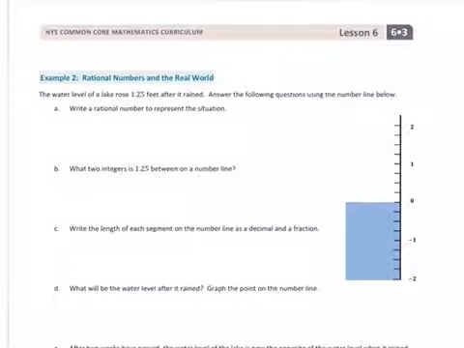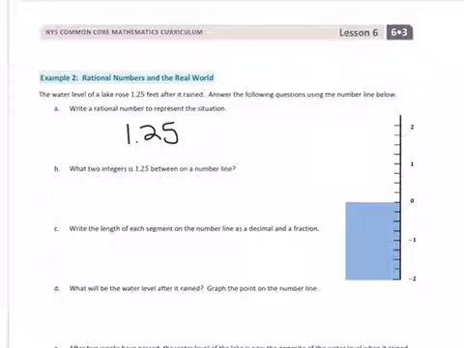And it says example 2, rational numbers and the real world. So I'm reading along here. It says the water level of the lake rose 1.25, or 1 and 25 hundredths, feet after it rained. Answer the following questions using the number line below. So letter A says write a rational number to represent the situation. So if it rose 1.25 feet, then my rational number would be positive 1.25.